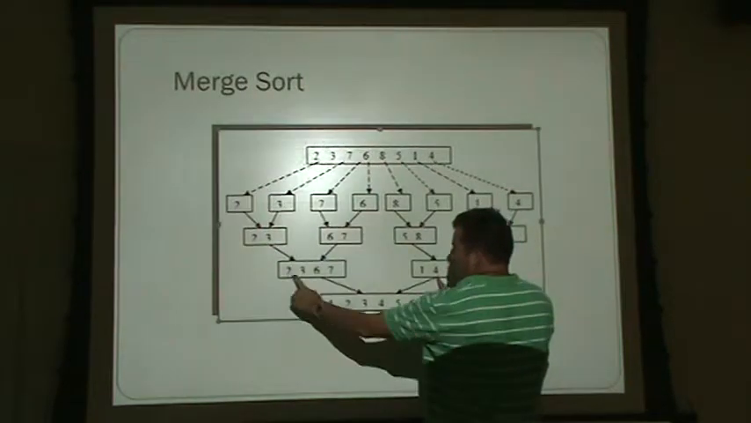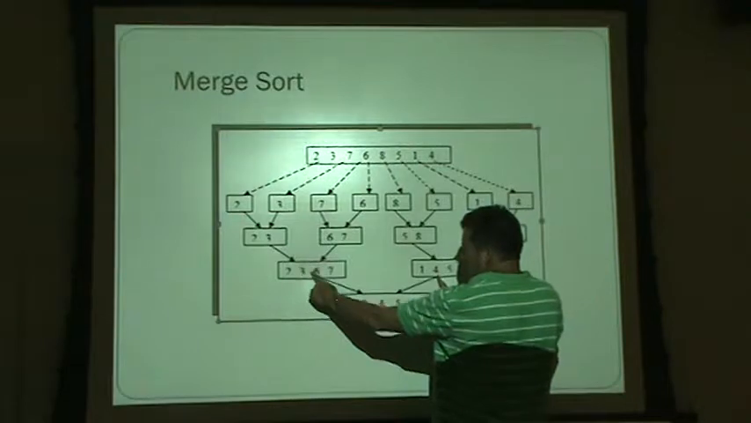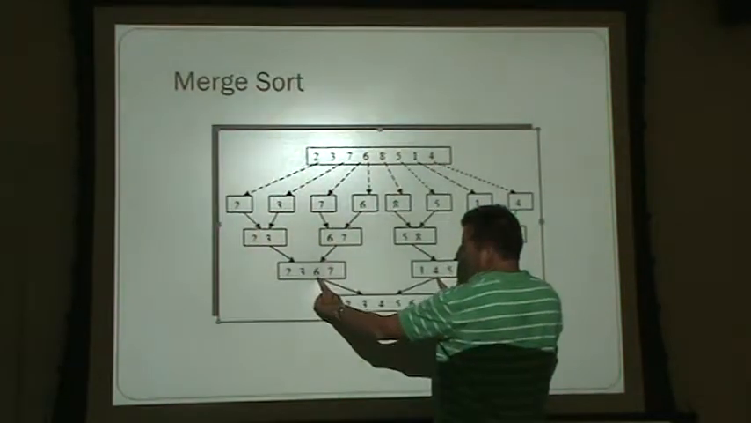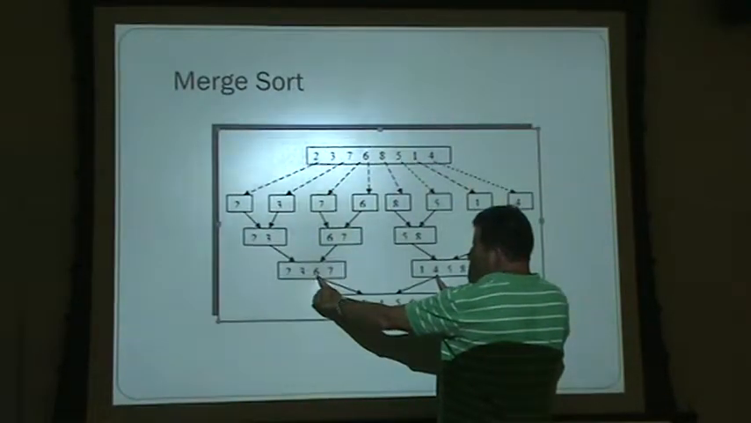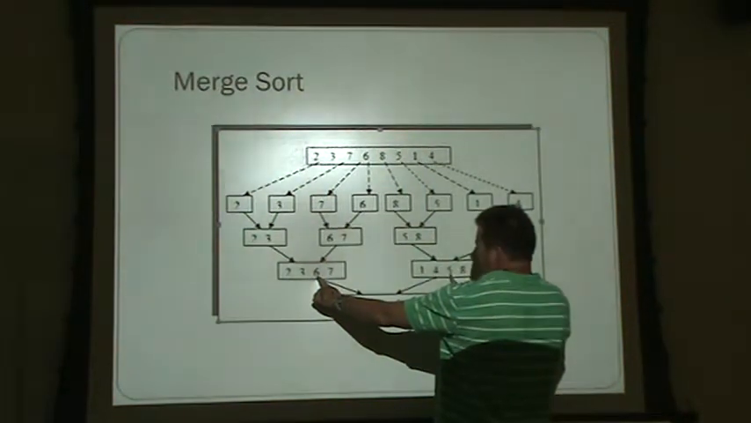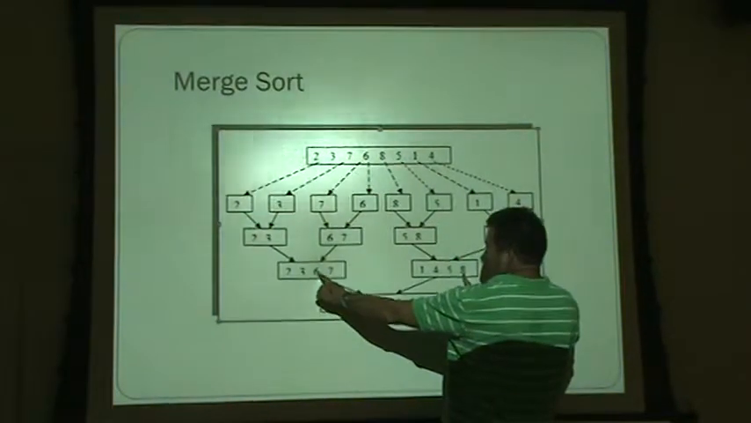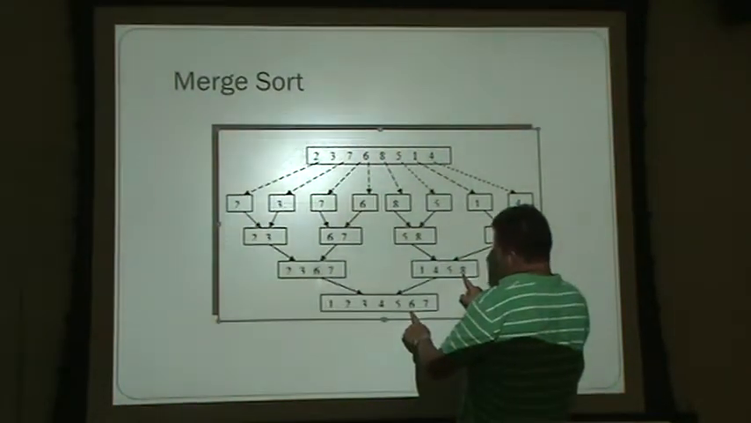2 gets written here, the pointer gets advanced. Out of 3 and 4, which is smaller? The 3 is, so that gets written here, and the pointer advances. 4 and 6, which is smaller? 4 gets written, and then this moves up to a 5. Now out of 5 and 6, 5 gets written down. And then we have 6 and 8. 6 gets written.